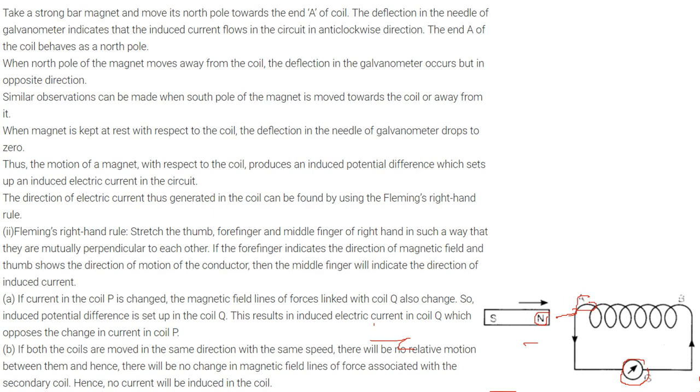When the north pole of the magnet moves away from the coil, the deflection of the galvanometer will be in the opposite direction. Similar observations can be made when you move the south pole of the magnet towards the coil and away from it. When the magnet is kept at rest with respect to the coil, the deflection of the needle drops to zero. So the motion of the magnet with respect to the coil produces an induced potential difference, which sets up an induced electric current in the coil. The direction of electric current generated in the coil can be easily found using Fleming's right hand rule.